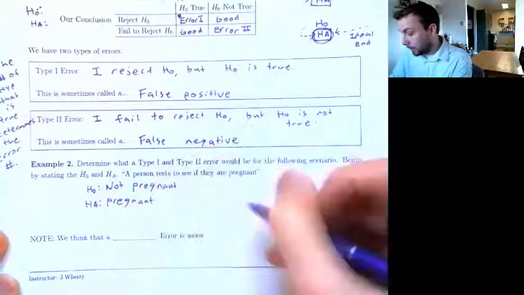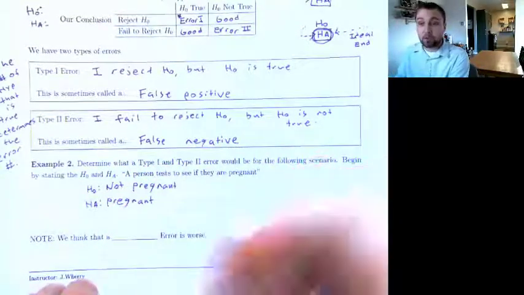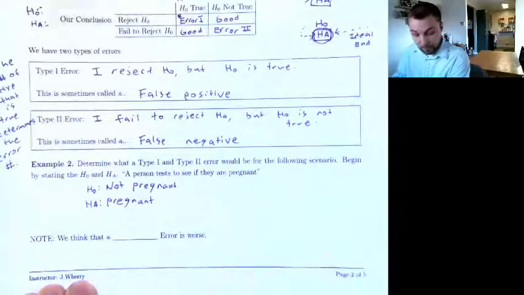If this is something that you don't understand, PCC offers health classes. You might want to think about taking a health class. All right.